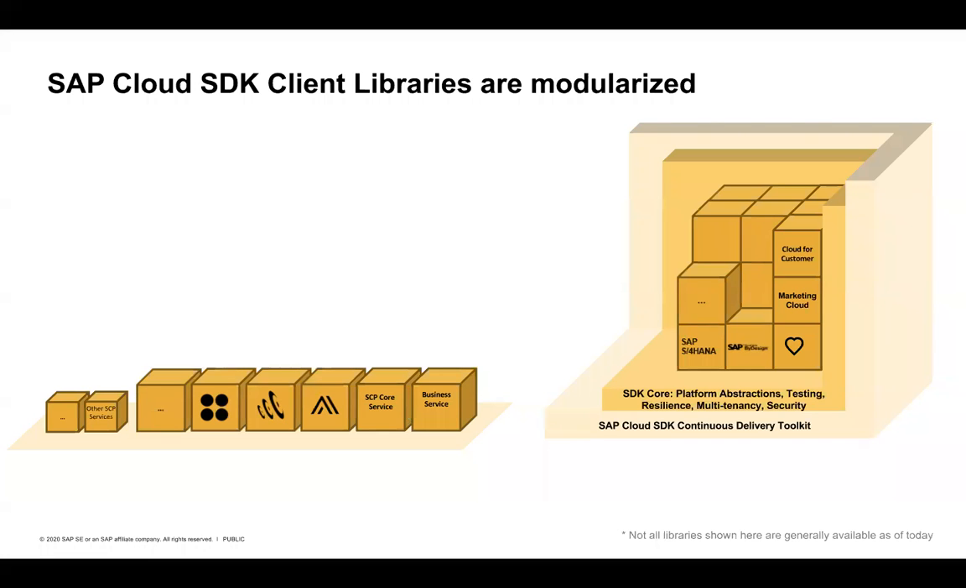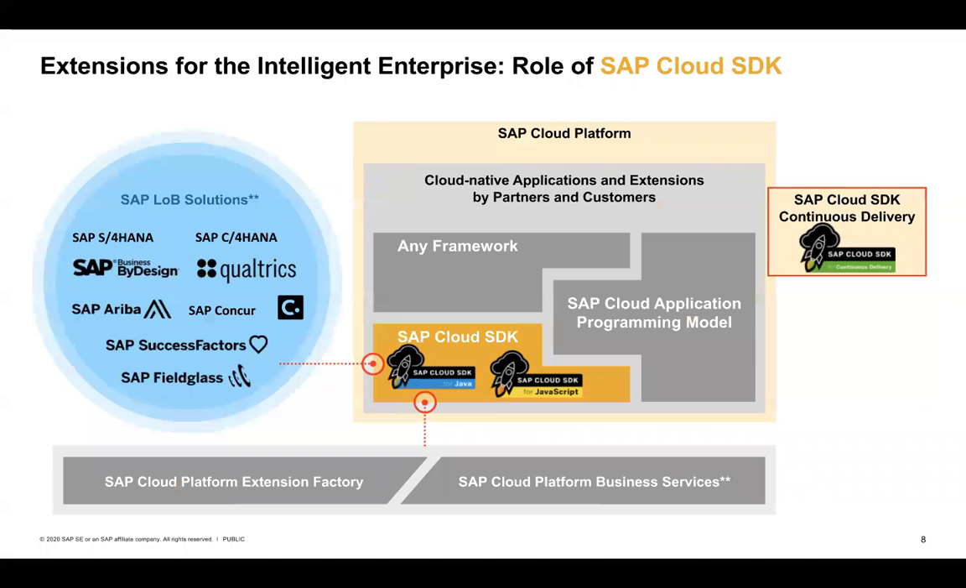So this is basically a very similar view like this one, but from another angle. Again, to recap, here we see continuous delivery to the right, and in the middle we see the Cloud SDK with the two instances, Cloud SDK for Java and Cloud SDK for JavaScript. And each of these two components for Java and JavaScript support accessing LOB solutions by SAP and others, for example, other OData services, and SAP Cloud Platform core services.